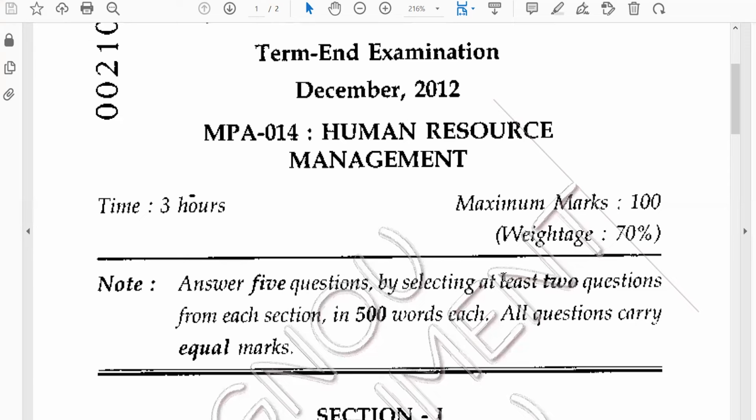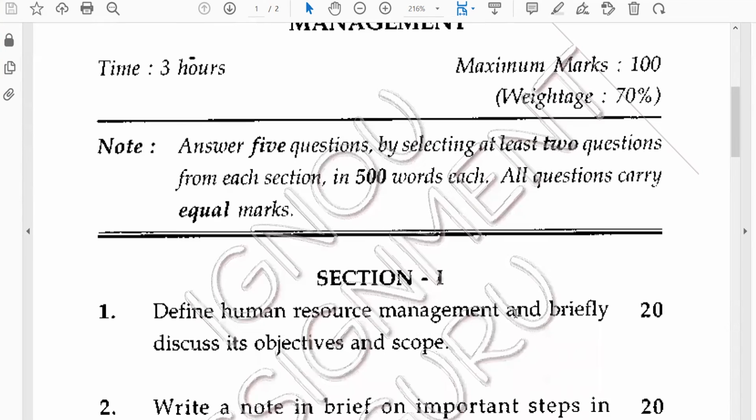For example, I have taken the term end examination of December 2012, where the question paper would ask for answers of 500 words each in section 1 and section 2. And in the current question paper, you could see that the first question is: define human resource management and briefly discuss its objectives and scope. And the marks allotted for that is 20.